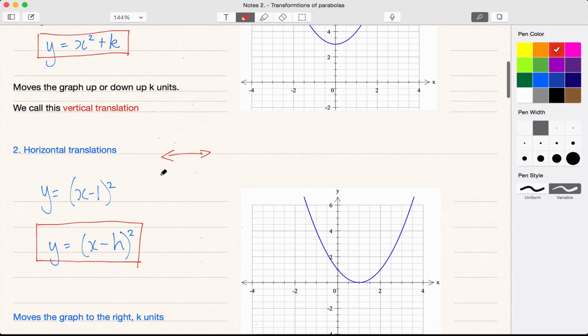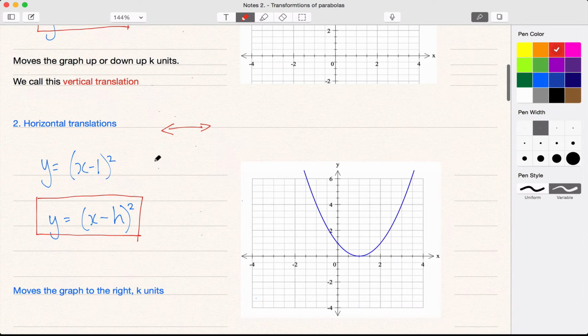Now this one's a bit trickier than the first one because you need to think in opposites. So if you have a minus number here, it moves it to the right. So here's the graph I've drawn of (x minus 1) all squared, and it's moved it over towards the right to have a turning point at x equals 1. I've put that down here.